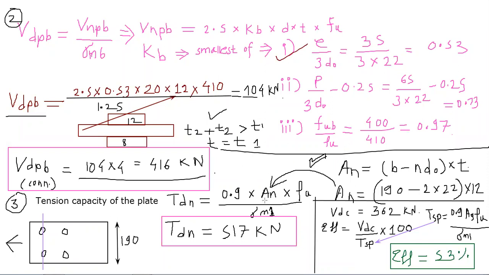So we found the two unknown values. The first unknown value was the VDC, that is the design capacity of the connection, which is 362 kilonewton. The second unknown value is the efficiency, which is 53%. Okay, we got both unknown values. Now our numerical is over. Now we can move to our next numerical.